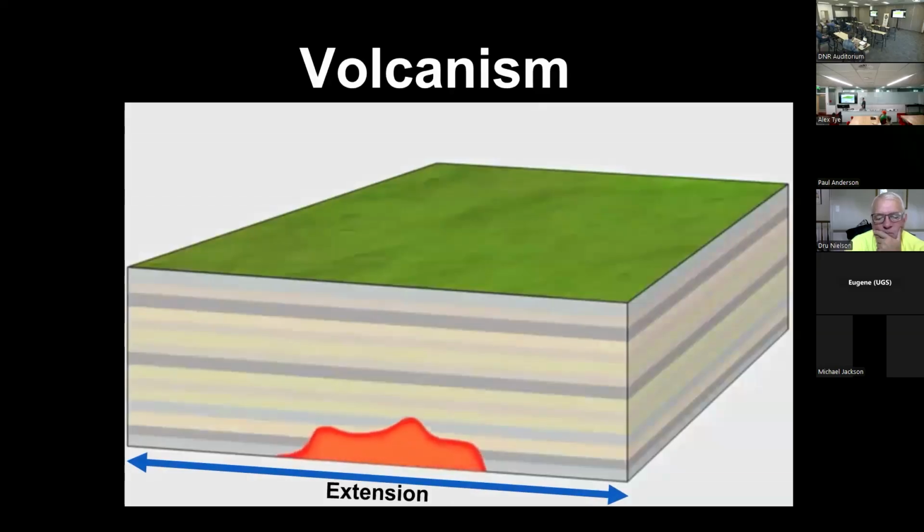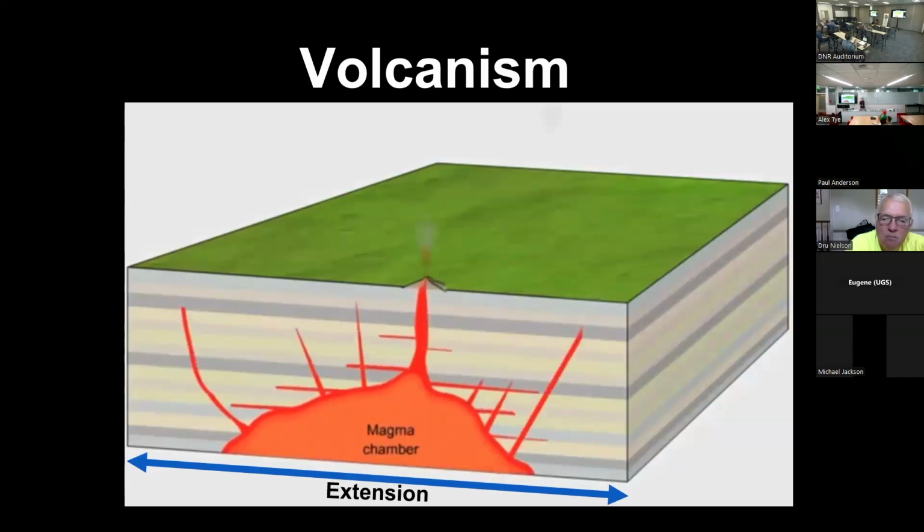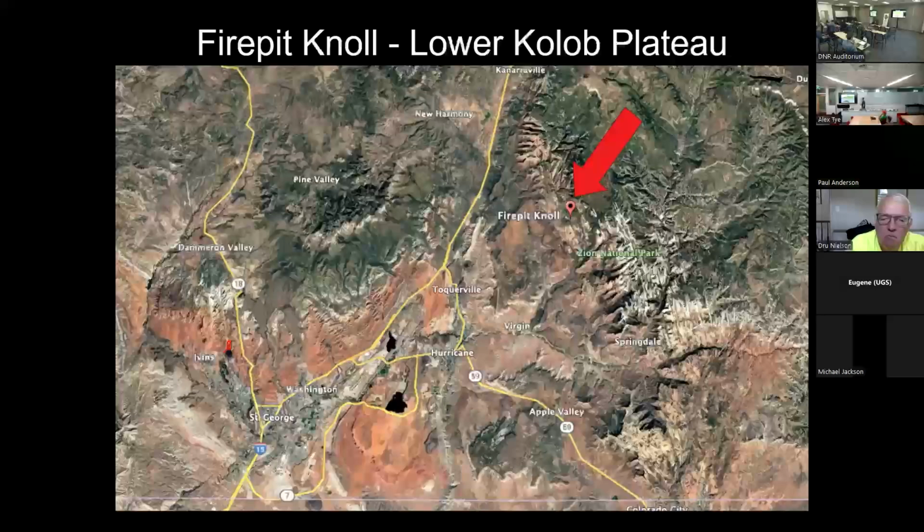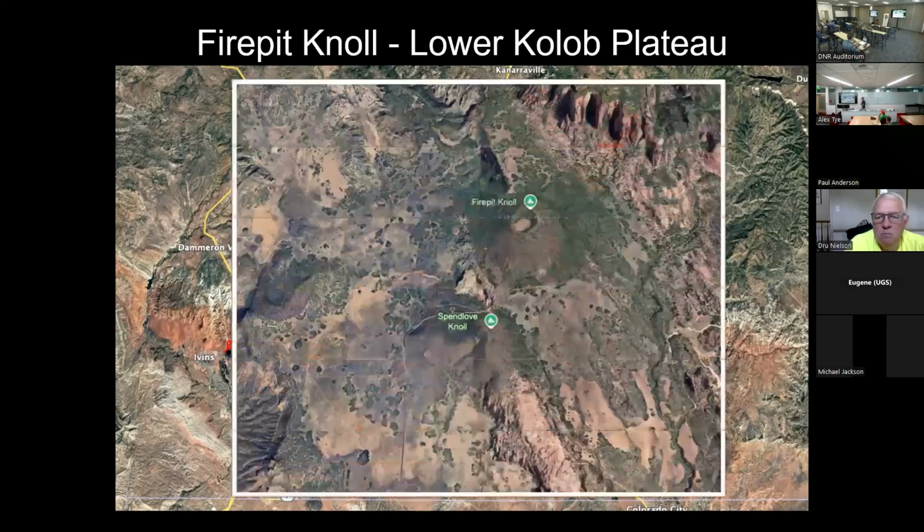So these magma chambers started to come up to the surface when we had extension, allowing that material to come to the surface, and some of them not making it to the surface, of course, which are the laccoliths. A great example of this is up on the Colorado Plateau. Here's St. George, downtown St. George. You see Toquerville and Virgin up on the lower Colorado Plateau, Fire Pit Knoll.